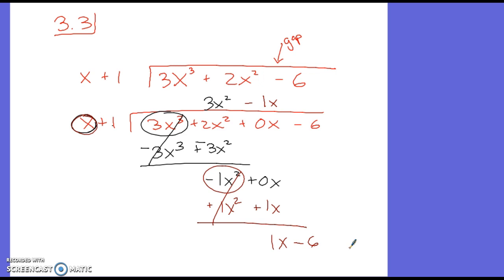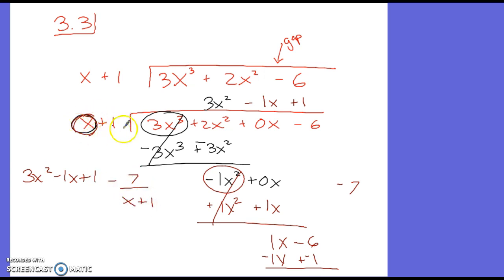I'm going to do it one more time. What can I multiply to x to get 1x? Just 1. Redistribute, get 1x plus 1, subtract, that zeroes out, and that gives you negative 7. And there's two ways you can write your answers. You can say 3x squared minus 1x plus 1 with a remainder of negative 7. Just put it back over this piece.